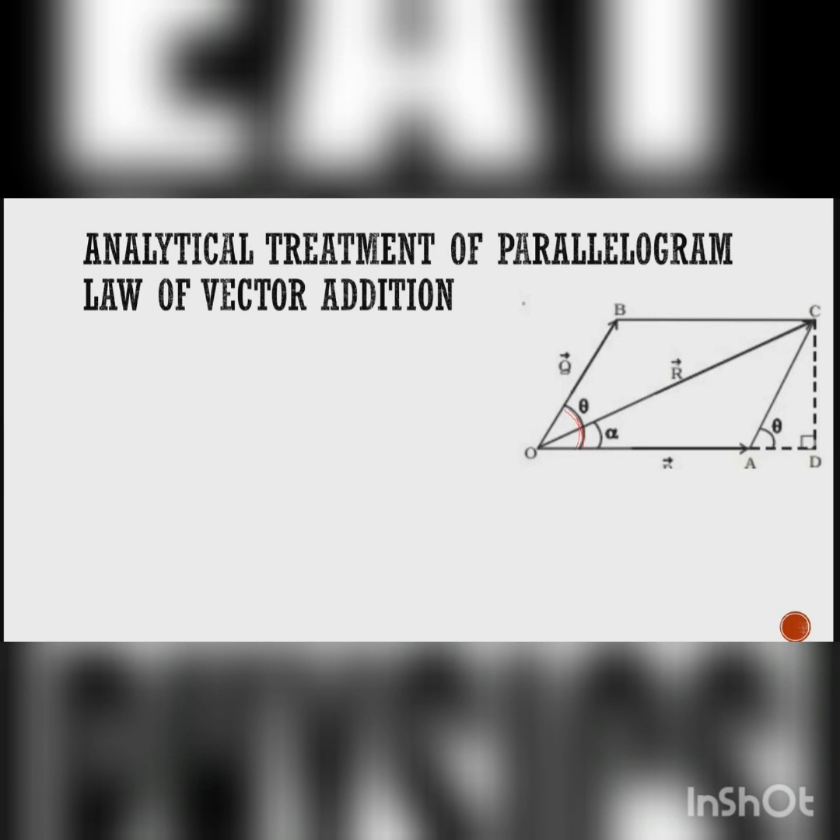Now let us try and find out the length of this vector R and the direction in terms of this angle alpha. So again, we do a small construction. From point C, we drop a perpendicular on the x-axis as well as the y-axis. So from point C, I drop a perpendicular downward, D. From point D, I drop a perpendicular towards the x direction. So I have now made a triangle CAD.